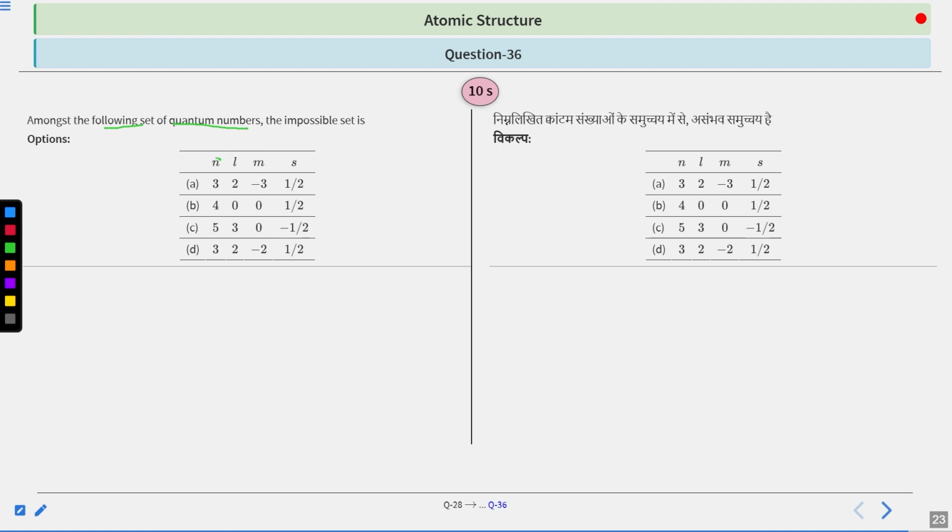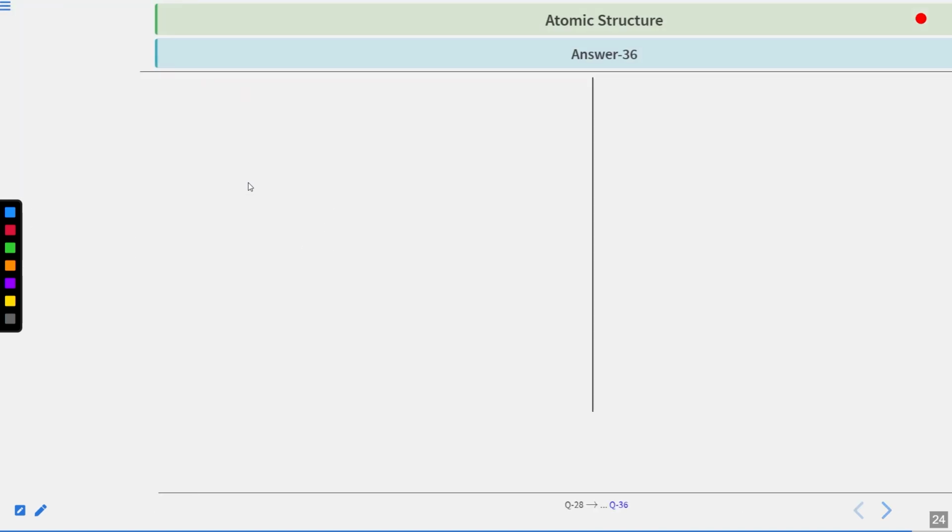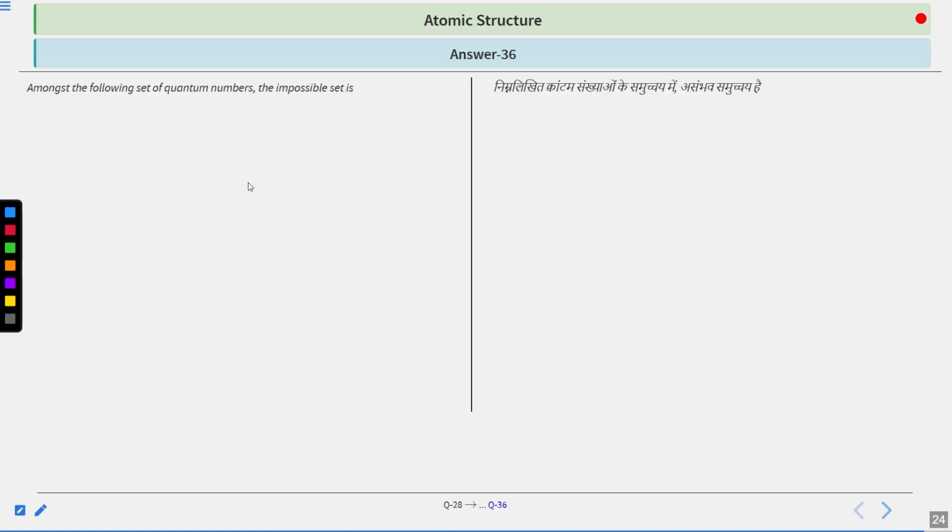Here n is the principal quantum number, L is the azimuthal quantum number, m is the magnetic quantum number, and s is the spin quantum number. So all these values are given. Before that, you have 10 seconds to solve this question. Okay, now let us see the solution, how we'll solve it. We have to find the impossible set. So the correct option is A.